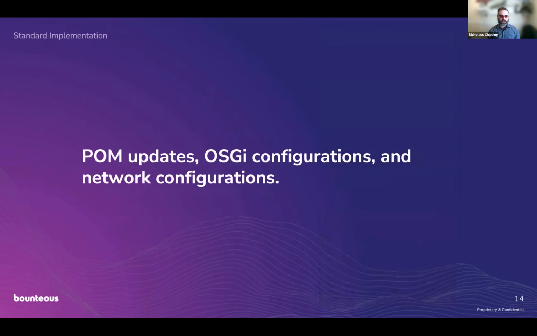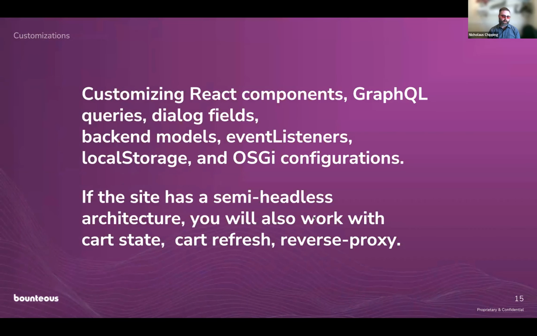There are two implementations that I want to at least mention before we go to the demo. For a standard implementation, most of the time it's going to be fairly straightforward. Basically, you'll have some POM updates that you'll want to put in, like what we just were looking at. You'll have your OSGI configurations that you'll need to make, and then different network configurations. So some things for allowing your dispatcher to make the right calls, basically. So let's move forward to the custom implementation.